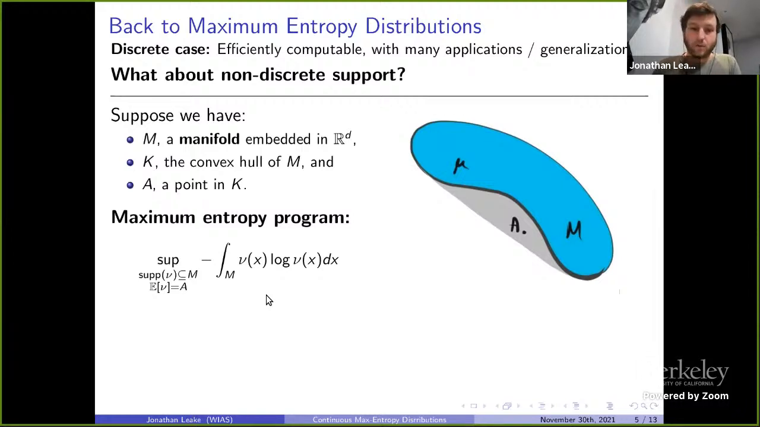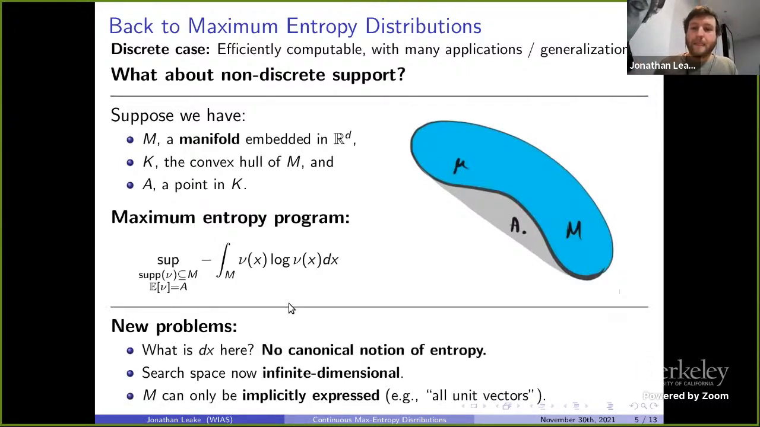I'm just going to write this down very naively. This sort of looks like entropy somehow. I'm still taking the supremum over things with the right support and the right expectation. Maybe this will just work. But actually there are some problems that arise immediately when we try to write this down.